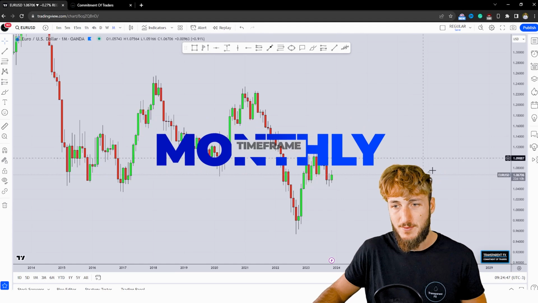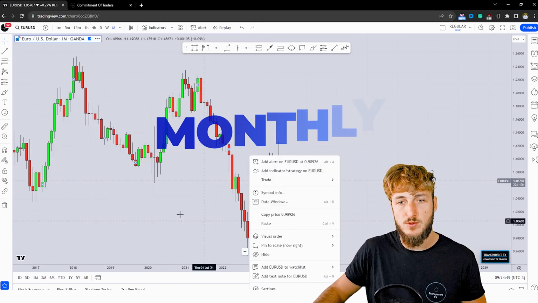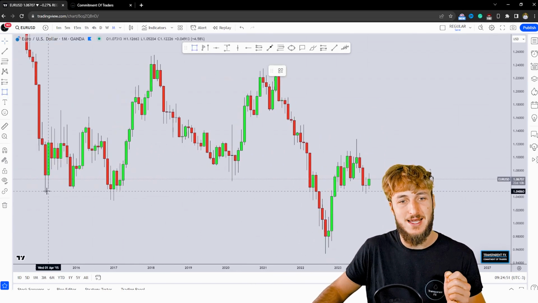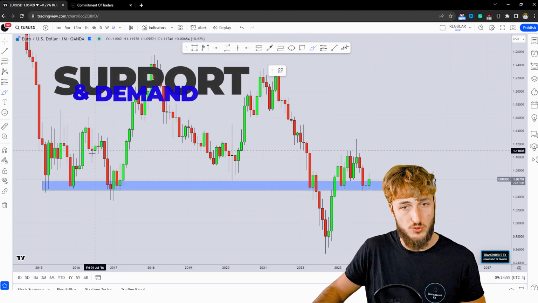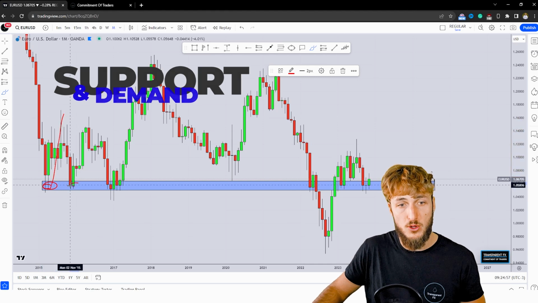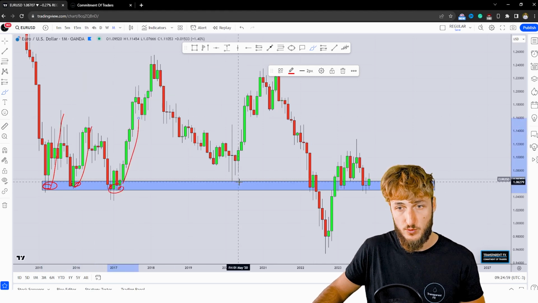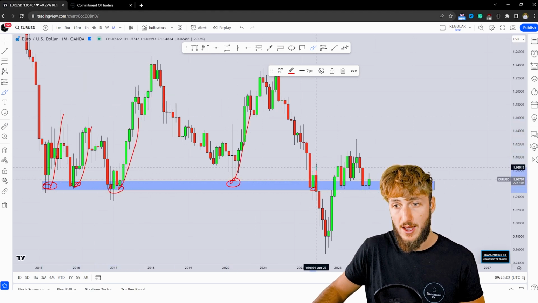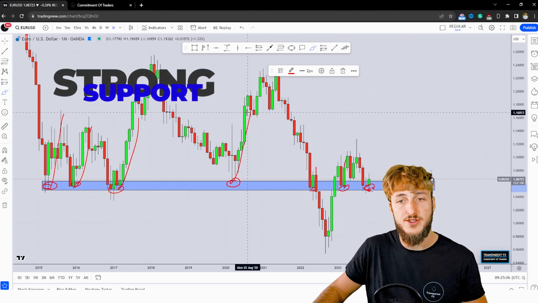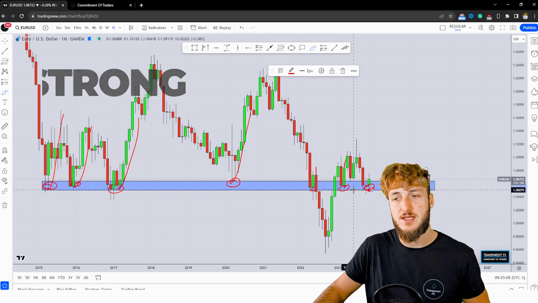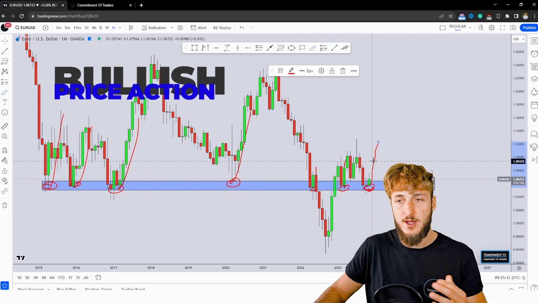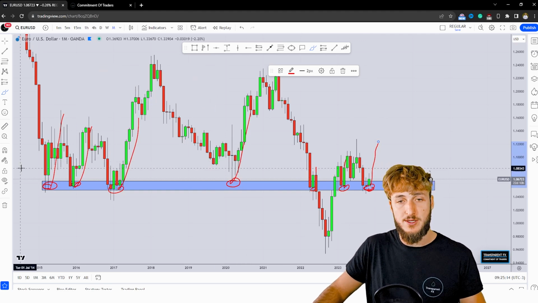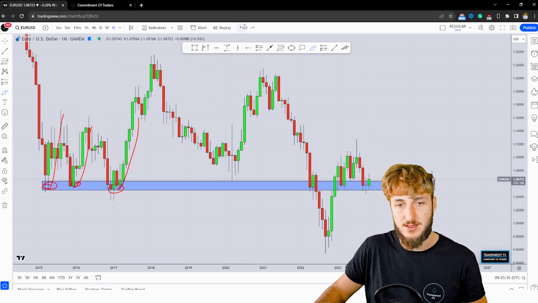Now, starting from the monthly time frame, what we can see is that we have a market which at the moment is testing a quite significant level of monthly demand and support. In fact, from here, multiple rejections to the upside were created, and we can see how at the moment the market is testing exactly the same zone from which all these moves to the upside were created in the past. So we could expect some bullish price action to be created away from this level, as already happened in the past every time that the market tested this zone.